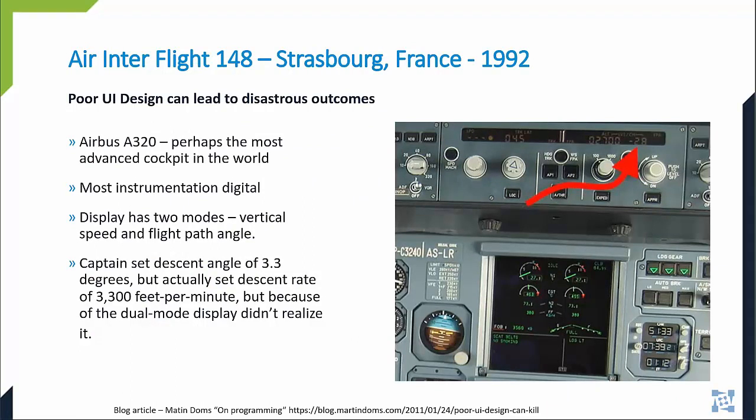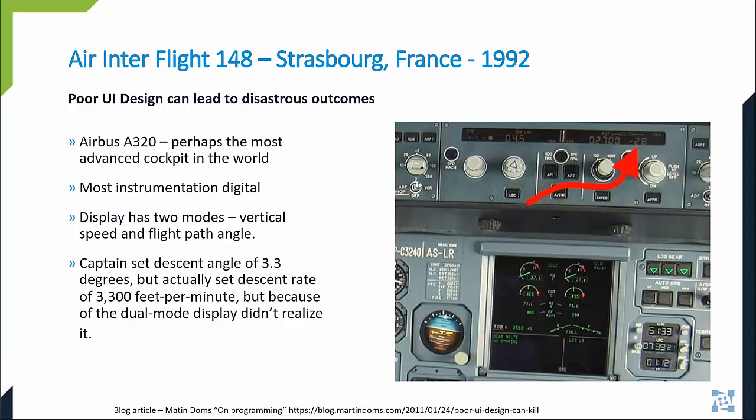And just one other in this area, Air Inter Flight 148 near Strasbourg, France in 92, an Airbus 320, which was one of the most advanced cockpits in the world at the time, with a lot of digital instrumentation. The problem is that much of the instrumentation had two modes. This is the problem with these: we're going to try to put more data into a smaller area, therefore we're going to show you different things at different times. If you look at that upper right, there's a little thing about your descent. Sometimes that number is showing you the angle of descent, and sometimes it's the rate of descent. But it uses these funny decimals and lets you multiply.